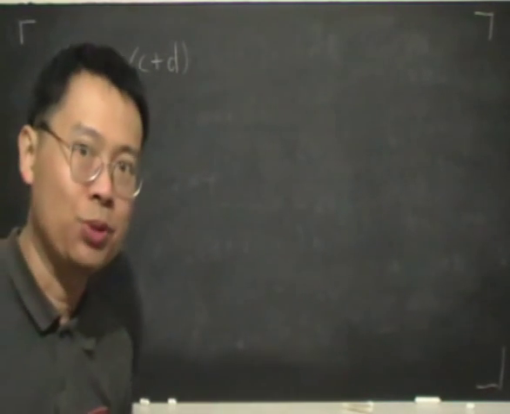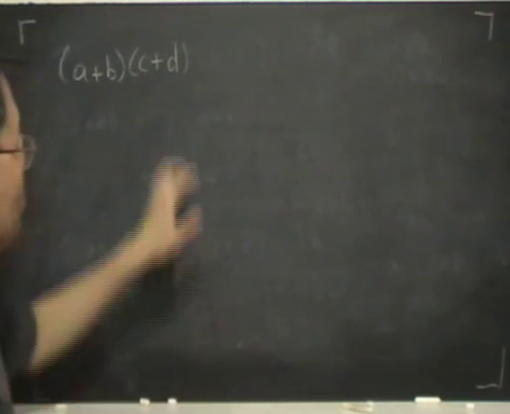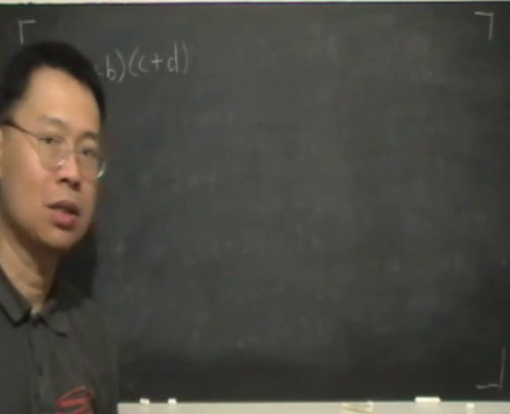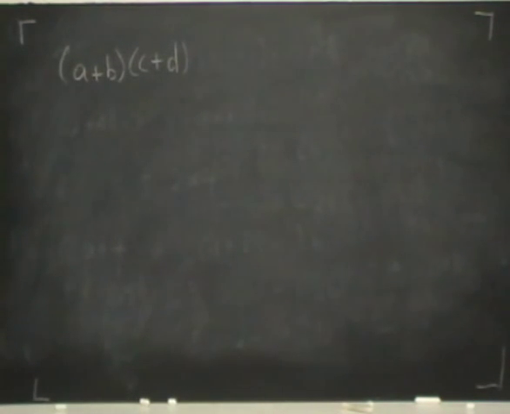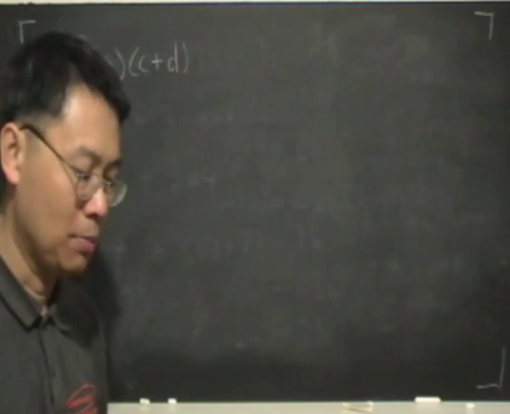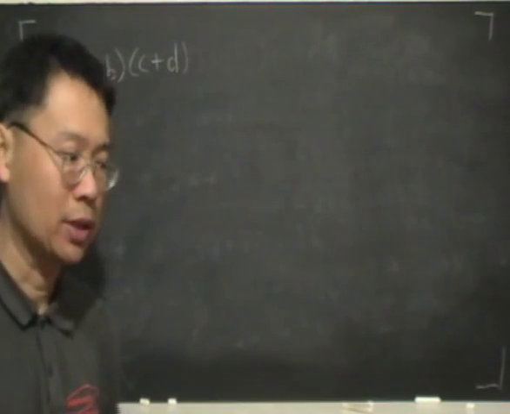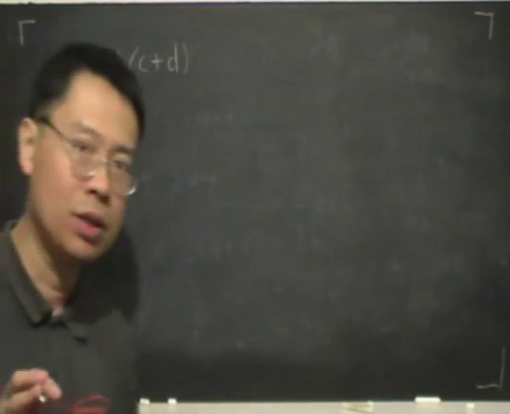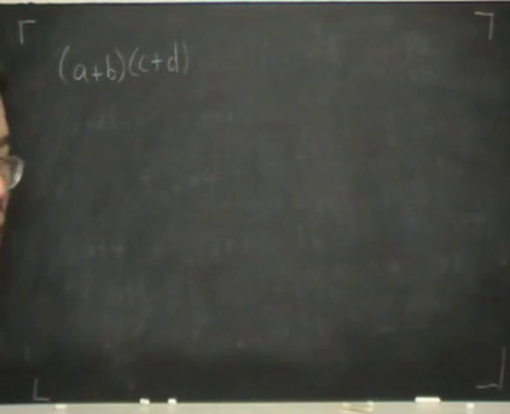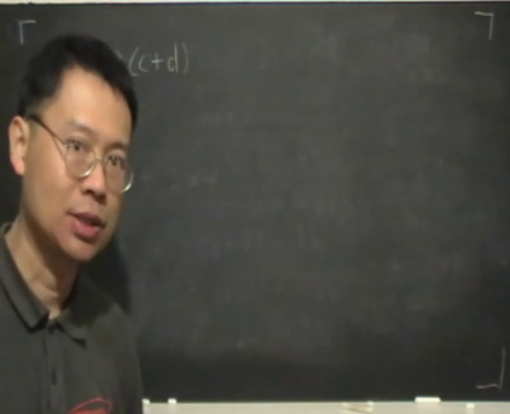I'm going to make two brackets. The bracket of a plus b and the bracket of c plus d. And I'm going to multiply these together. So in order to multiply these, I need to remove the brackets. Now, how do I remove two brackets? The simple answer is I do it one at a time.